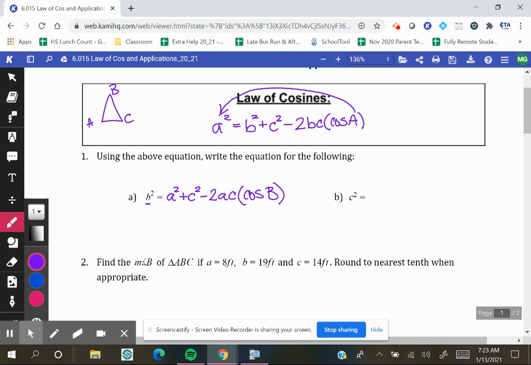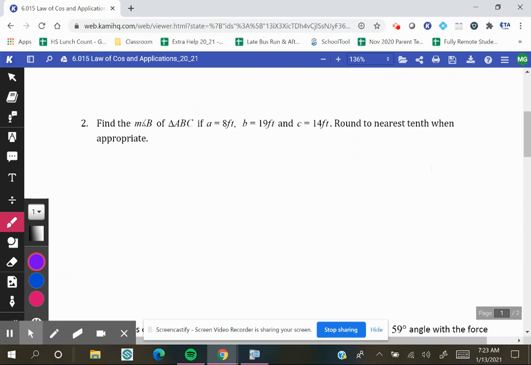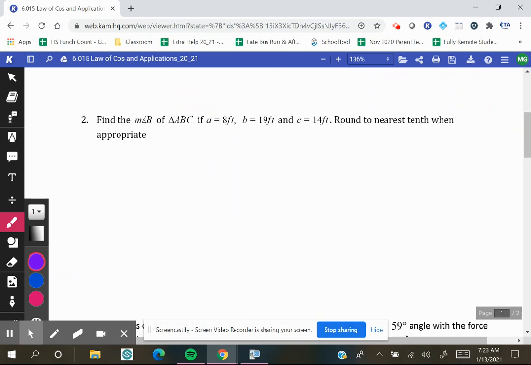For that one, we would take our A squared plus B squared minus 2 times AB. And this time, since we set it equal to side C squared, we would take the cosine of angle C. Notice it's cosine here, law of cosines. All right, now let's look at some problems that we can use this in.